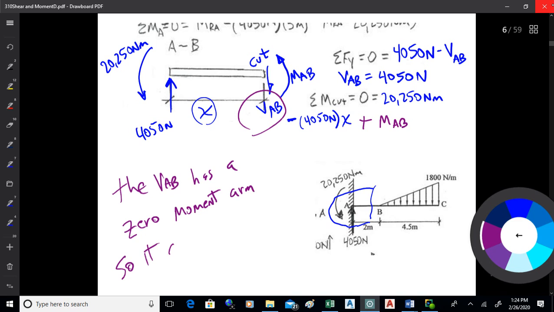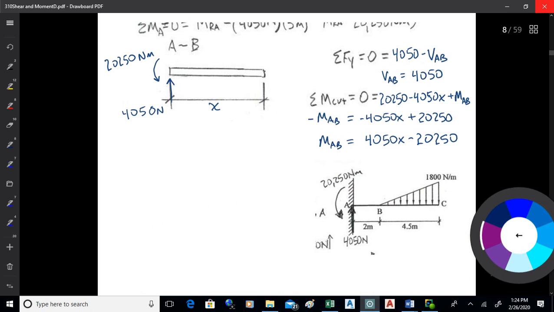So it doesn't cause any moment about the cut. Okay. So there you go. So now I just need to solve for MAB. What I do.